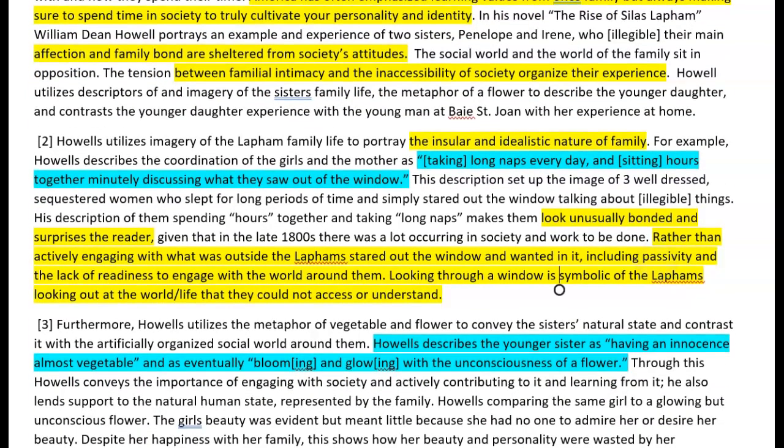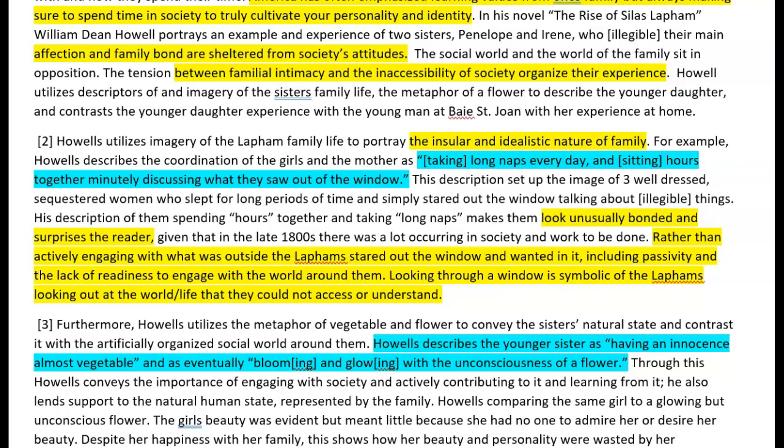And when you scroll down to the second paragraph, again, you'll see she talks about the insular and idealistic nature of the family. And then if you skip down, there's that beautiful thing. Rather than actively engaging what was outside the lamp, Flem stared at the window and wanted in on it, including passivity and lack of readiness to engage with the world around him. Looking through the window is symbolic of the Laplands looking out at the world that they cannot access or understand.